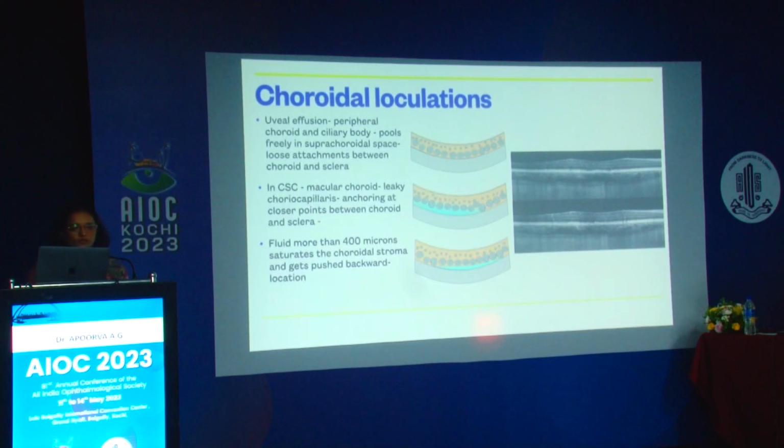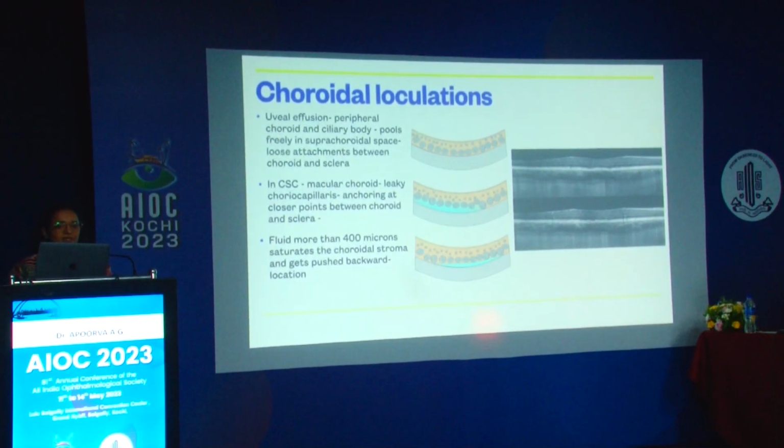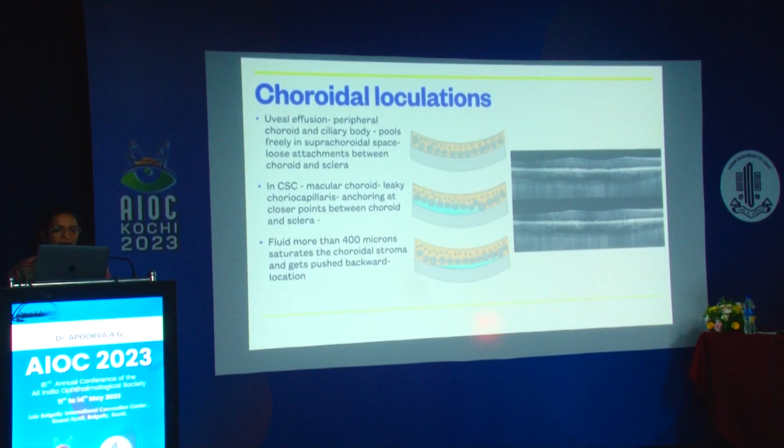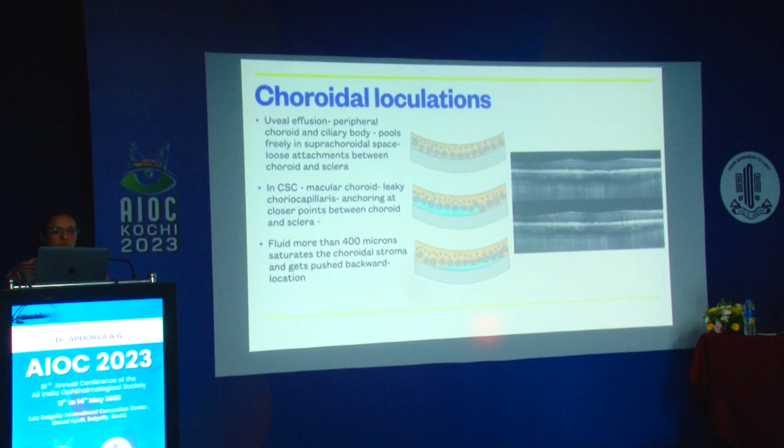So if we look at uveal effusion, it is a congestion of the choroid and ciliary body, and the fluid freely pools in the suprachoroidal space because the attachments between the choroid and sclera are loose. But in CSC, the macular choroid is what is congested. There is only so much that the choroid can stand. So what happens when it has exceeded its capacity is that it goes further back and causes a loculation, and the angularity is directed towards the posterior choroid because it is bound by the large choroidal vessels.